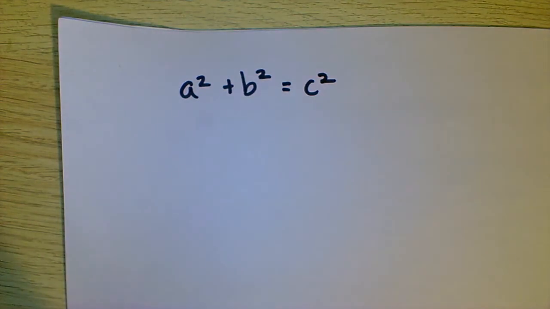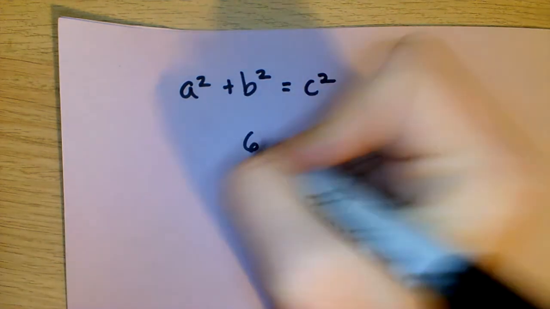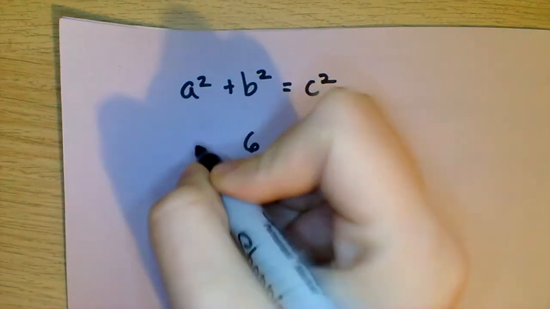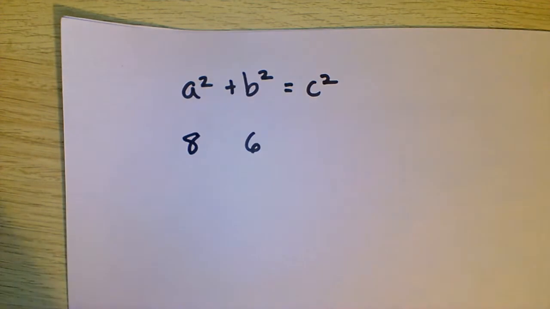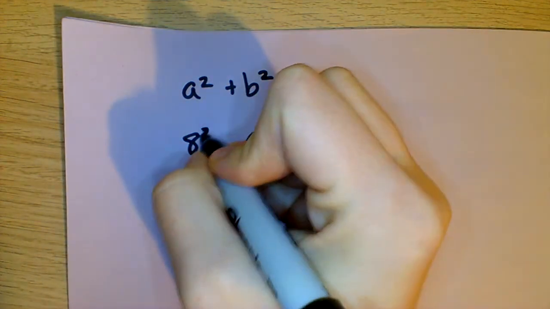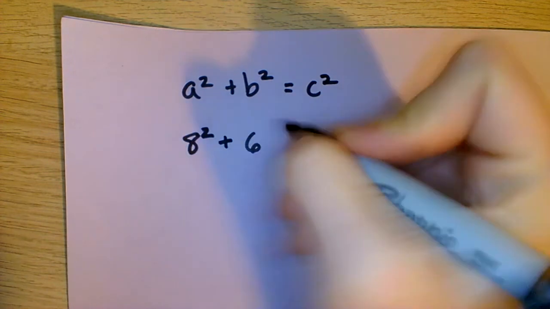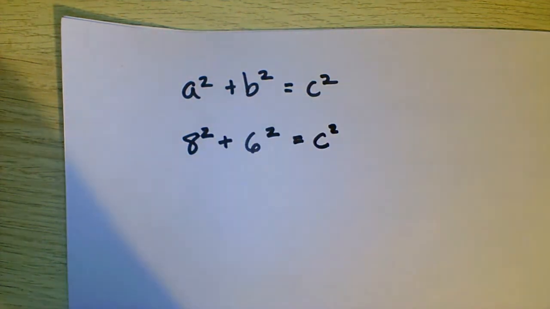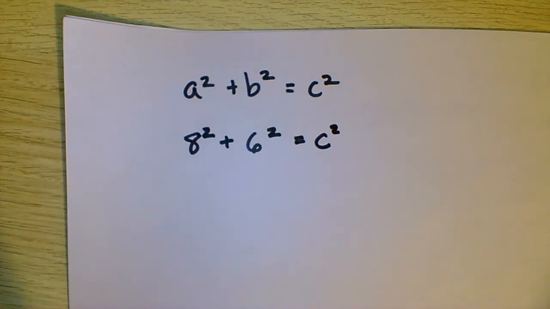Our goal is to find the length of C. We have a triangle where you can see that side B, which is across from angle B, is 6, and side A, which is across from angle A, is 8. So to solve for side C, what we want to do is take 8 squared plus 6 squared and set that equal to some side length C that we're solving for squared.